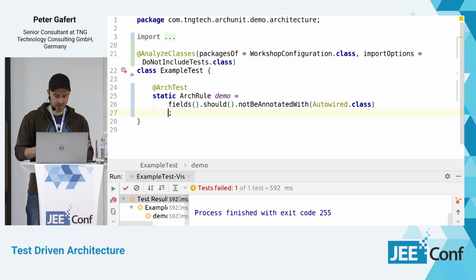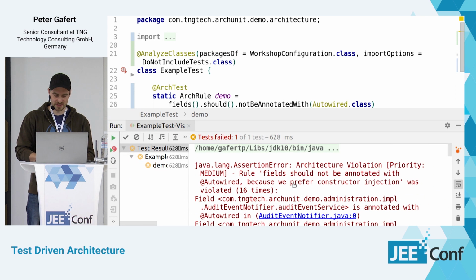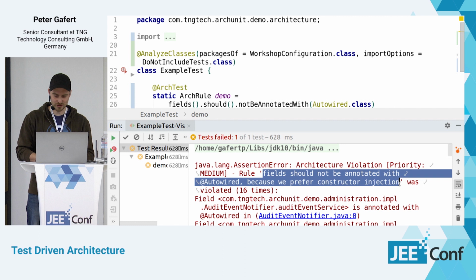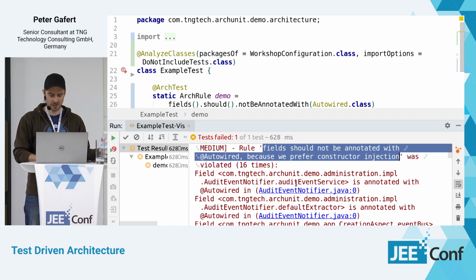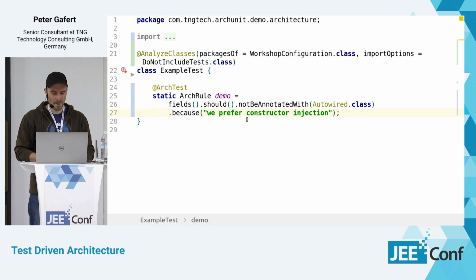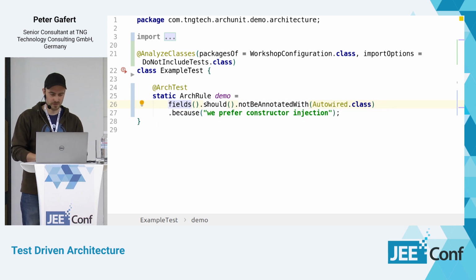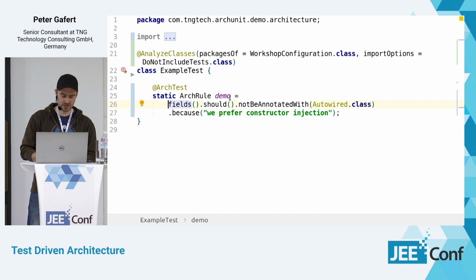I could even be fair to people, why am I doing this? Because we prefer constructor injection, yeah? Okay. So now anybody who reads this message will get a nice message right here. So it's kind of clear, fields should not be annotated with autowired because we prefer constructor injection. And we get a long list of fields that violate this rule because I did not stick to that rule. But we could do members or methods or constructors here too. It's pretty concise to write tests about this.